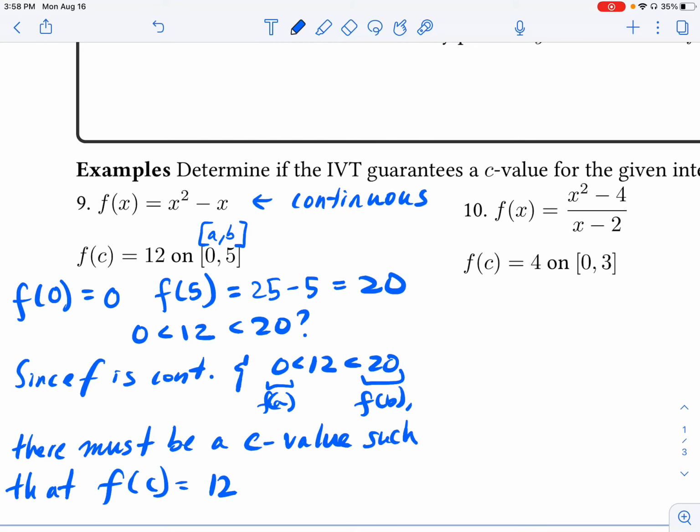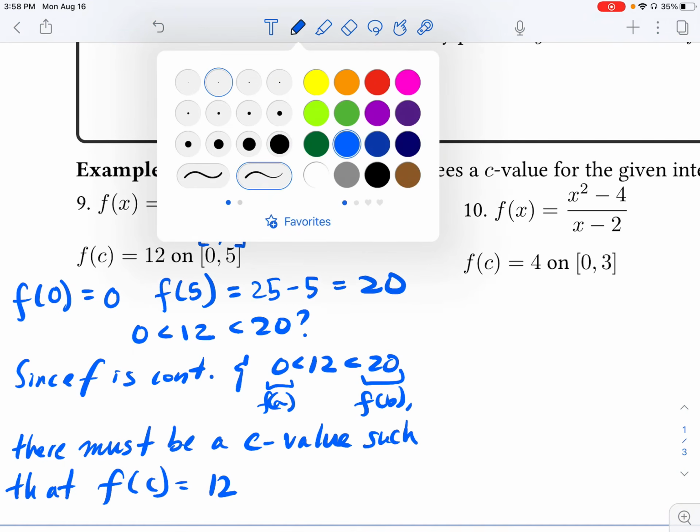In other words, every value between 0 and 20 must exist between 0 and 5. We are guaranteed that every value between 0 and 20 will exist between 0 and 5. Let's try another one.